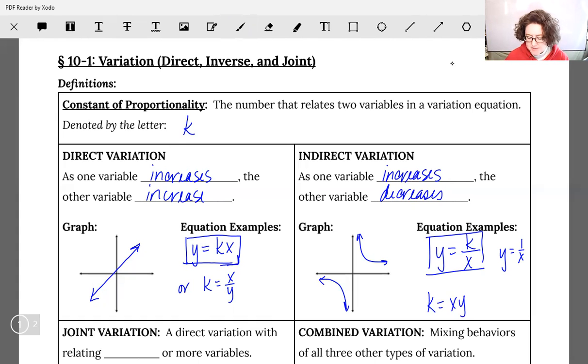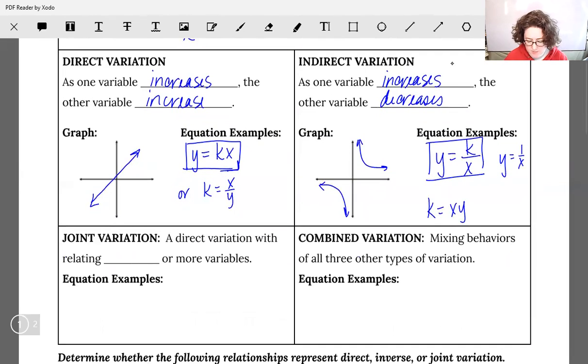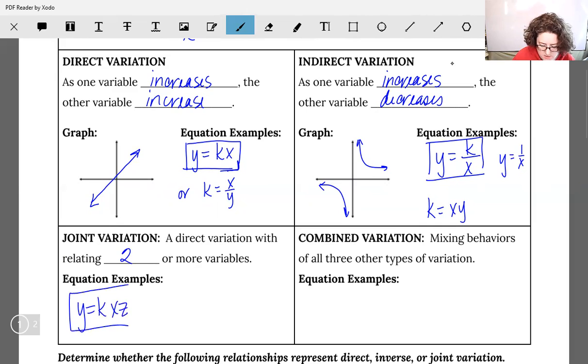Okay, two other types of variation. So we have joint and combined variation, and these are really just kind of riffs on the same direct or indirect variation. So joint variation is pretty much going to look like direct variation, but it's going to have more than one variable. So it's going to have two or more other variables, and an example of this would be like y equals kxz. So again, it looks very similar to the direct variation, just has an extra variable. And we could put anything in that we wanted for x.